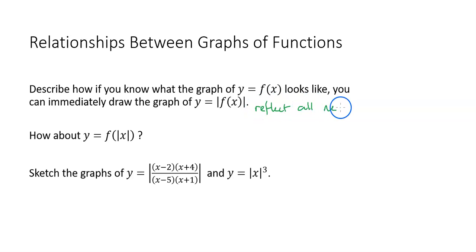all negative parts, or negative outputs, about the x-axis. So reflect all negative outputs about the x-axis and leave all the positive ones alone.